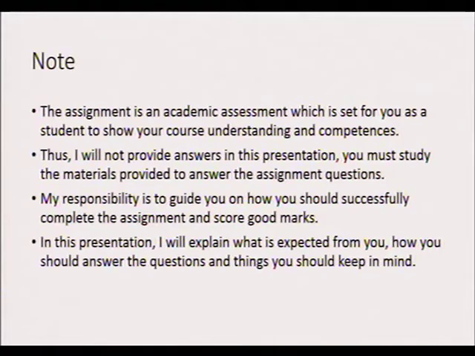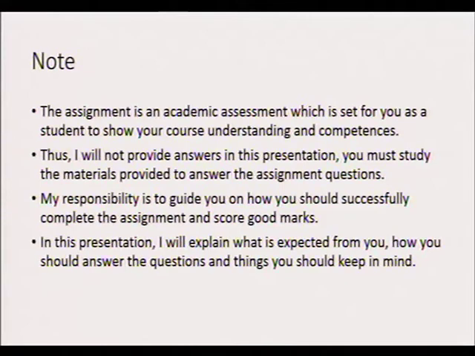Let's move to the notes. The assignment is an academic assessment. It's not a joke. It's not something that you do for fun. You complete the assignments to get marks, and those are the marks that will determine whether you can write an examination or not. So the assignment is there to test your understanding of that particular subject. It is set for you as a student to show your course understanding and your competencies, that you are competent enough to write the exam.